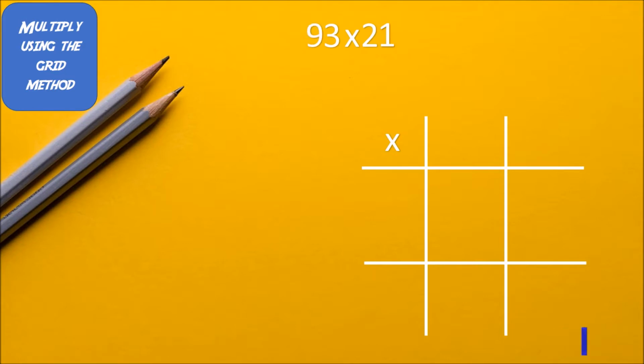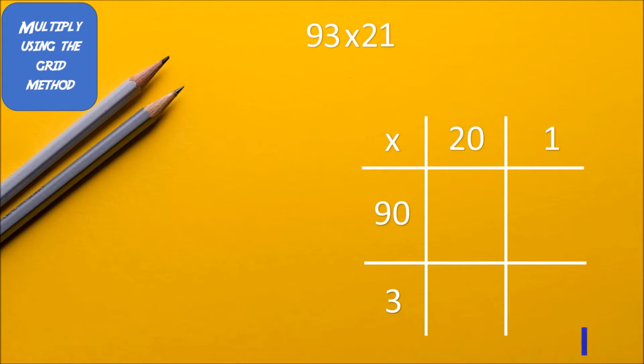Now the 9 in 93 represents 9 times 10, because it's in the tens column. And 9 times 10 is 90. And the 3, well, that represents 3 times ones. So 3 times 1 is 3, so it's in the ones column. Then we move on to 21. Now the 2 in 21 represents 2 tens. Now 2 tens is 20. And the 1 represents 1 one, which obviously is 1.